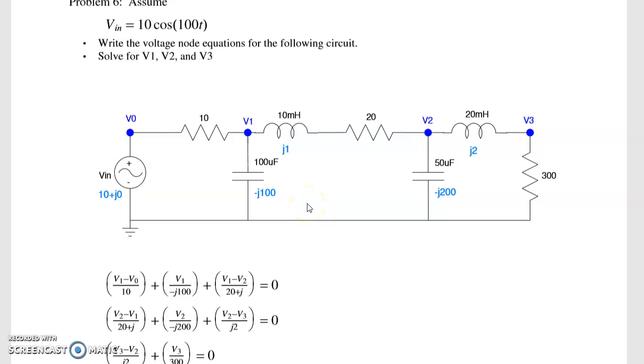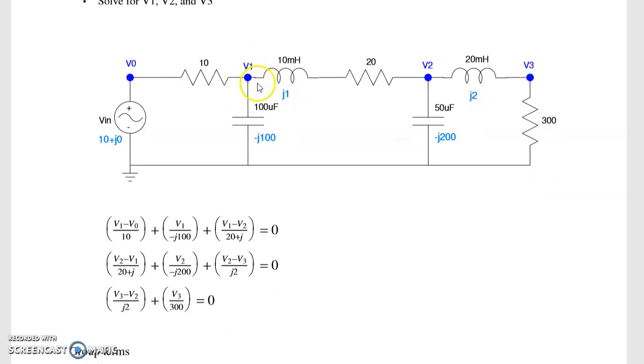Problem 6. Again, if I have this circuit, first trick is convert to phasors. The input is 10 plus j0, 10 cosine, 0 sine. Change the inductors and capacitors to their phasor impedance. Now write the node equations. At node 1, the current left, current down, and current right add to 0. At node 2, current left, down, and right add to 0. Likewise at node 3. Here we just have 3 equations, 3 unknowns.